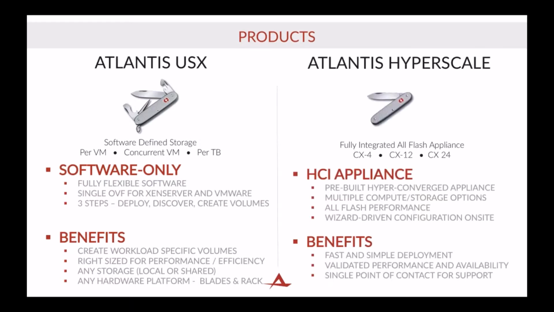The alternative, of course, is Hyperscale, which is our fully integrated all-flash appliance. It comes in 3 models: CX4, CX12, CX24. The numbers are based on the available capacity that these appliances give you. So this is an HCI appliance, hyper-converged infrastructure appliance, pre-built from the factory. When you receive it and turn it on, what you have to do is enter a couple of setup values that the wizard asks for.